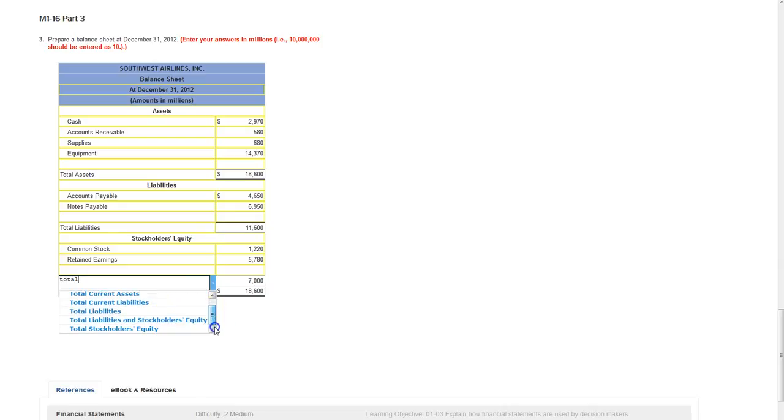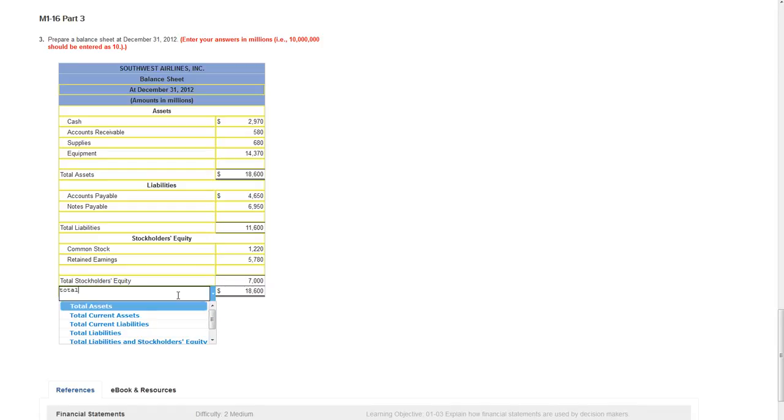Oh, we have to scroll down a bit to get to stockholders' equity. Okay, now remember the formula. The assets have to equal the liabilities plus the stockholders' equity. $11,006 plus $7,000, that does equal $18,006. Our last label here will be total liabilities and stockholders' equity.